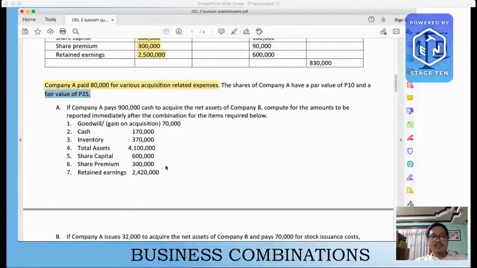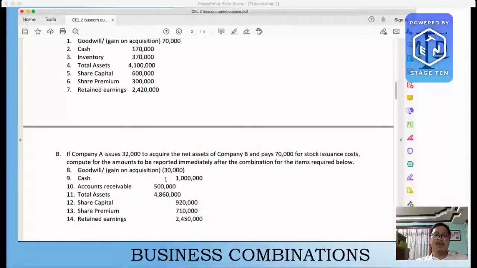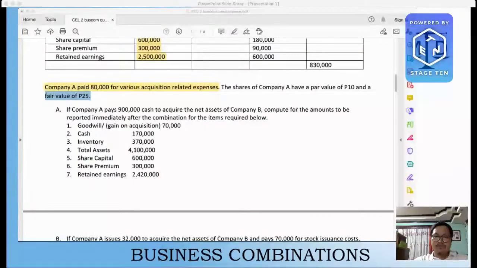So what was the consideration for scenario B, class? 32,000 shares are issued. And how much is the fair value of each share? Each share has a fair value of 25. So your total consideration then is 800,000. And what are you supposed to compare, class? Your consideration to arrive at the resulting goodwill or gain.